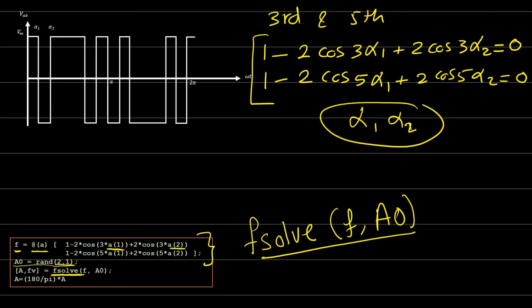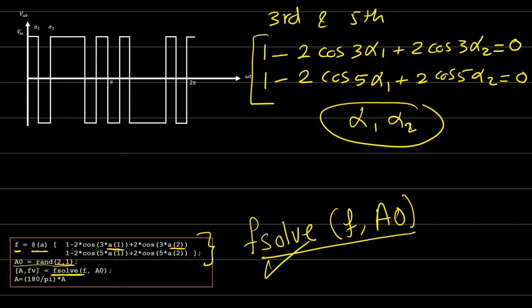MATLAB will solve it by iteration. So it takes random values and keeps trying till you get the correct value, when the value of the equation equals 0. So you can use fsolve in MATLAB. What you also need is to install the optimization toolbox. If you don't install MATLAB with the optimization toolbox, MATLAB will ask you to install this toolbox to be able to use this function.